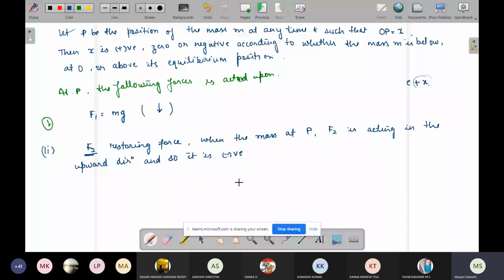So at position P, F2 is always proportional to X plus E, because this is due to the length of the spring. Again, K is the spring constant, so you can write minus Kx minus Ke, and from the previous one, minus Kx minus mg. So this is your F2.